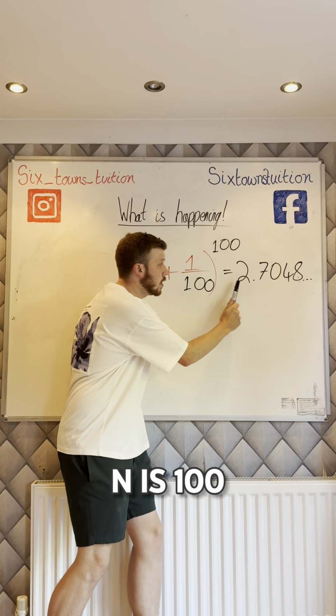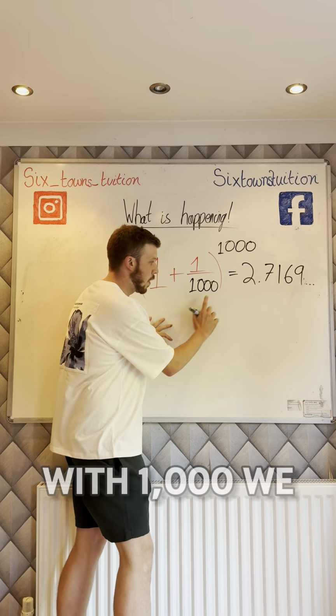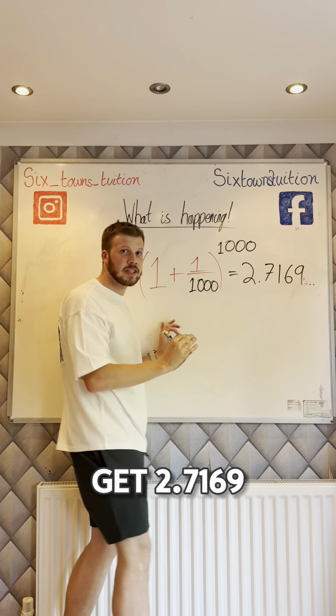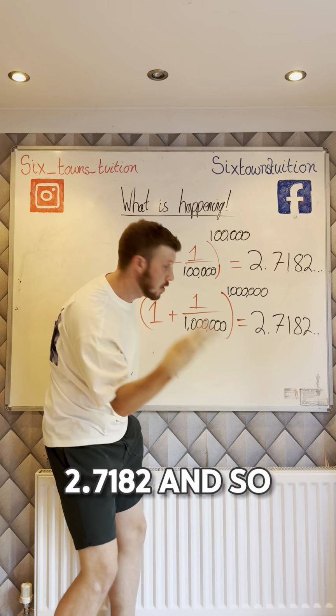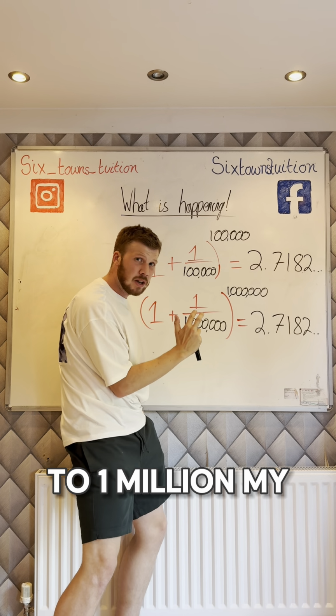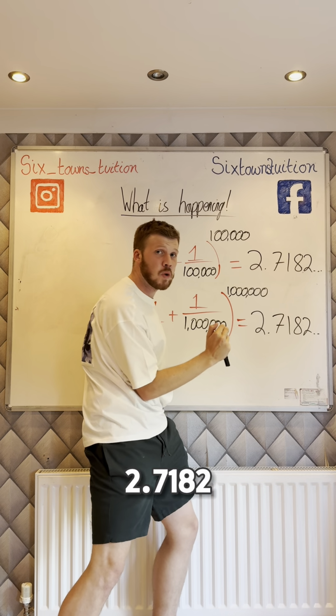When n is 100, 2.7048. With 1,000, we get 2.7169. So to 100,000, my number is 2.7182 and so on. To 1,000,000, my number is still 2.7182.